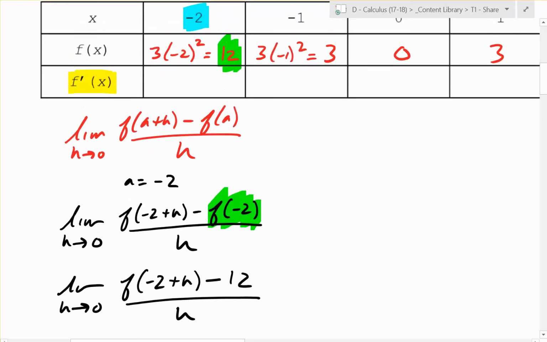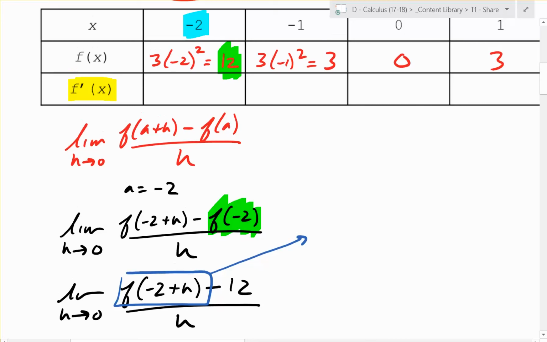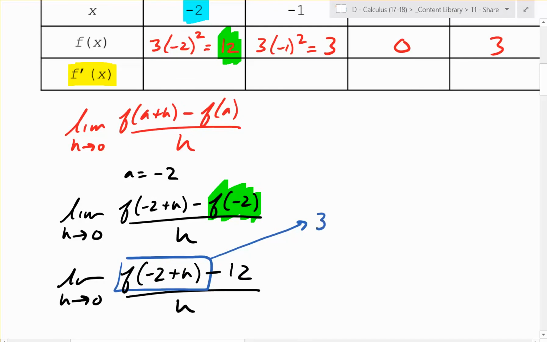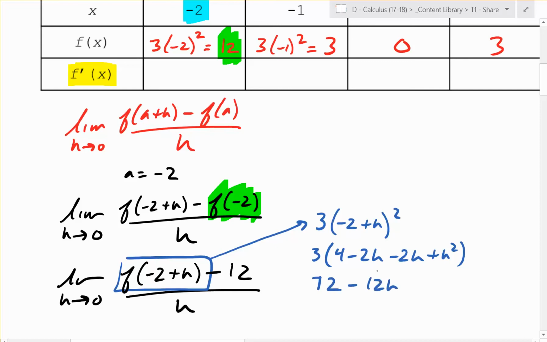Now we need to find out what is the function evaluated at -2 plus h. Well, the function is 3x squared, so that's going to be 3 times, in this case, -2 plus h squared. So that's 3 times, you get -2 squared is 4, minus 4h plus h squared. You end up with 12 minus 12h, because -4 times 3 is -12, plus 3h squared. So this right here ends up going in right there.